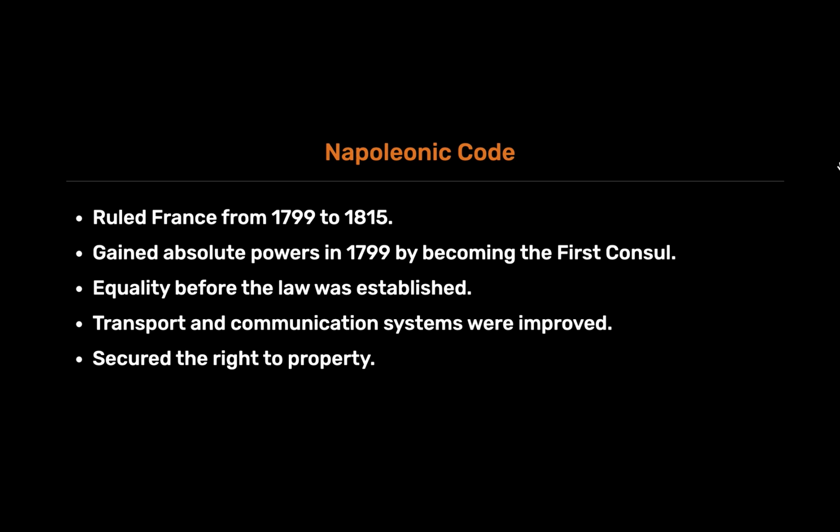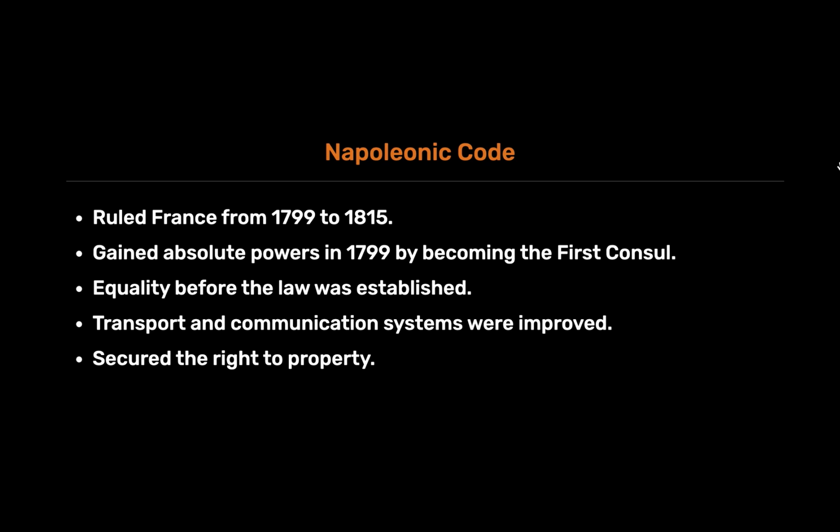Napoleonic Code ruled France from 1799 to 1815. The various revolutionary governments were the National or Constituent Assembly from 1789 to 1791, the Legislative Assembly from 1791 to 1792, the National Convention from 1792 to 1795, the Directory from 1795 to 1799, the Consulate from 1799 to 1804, and the Empire under Napoleon from 1804 to 1815.